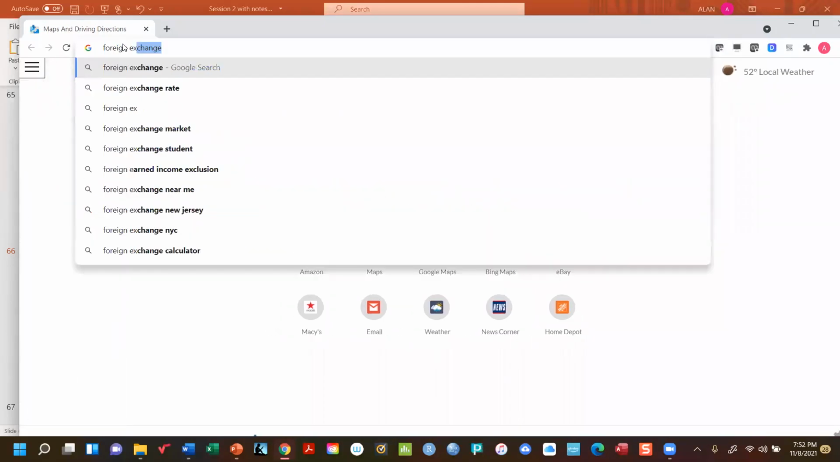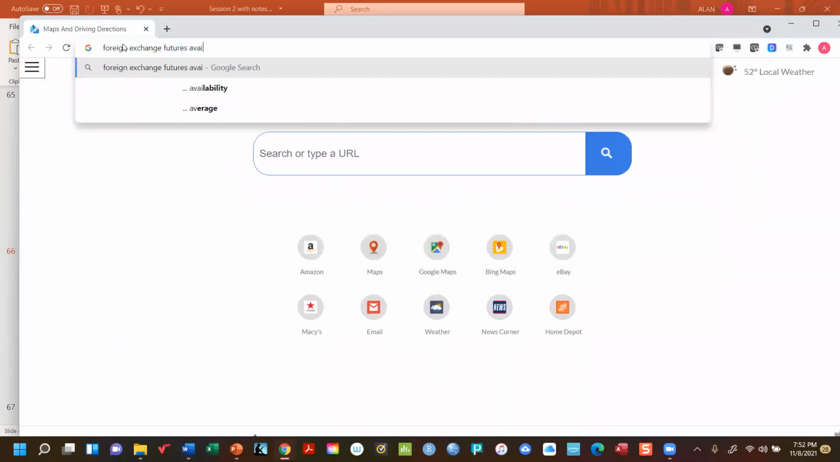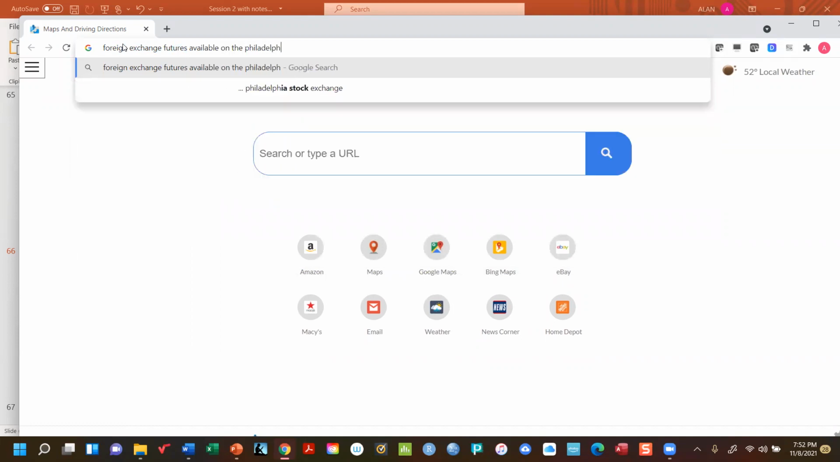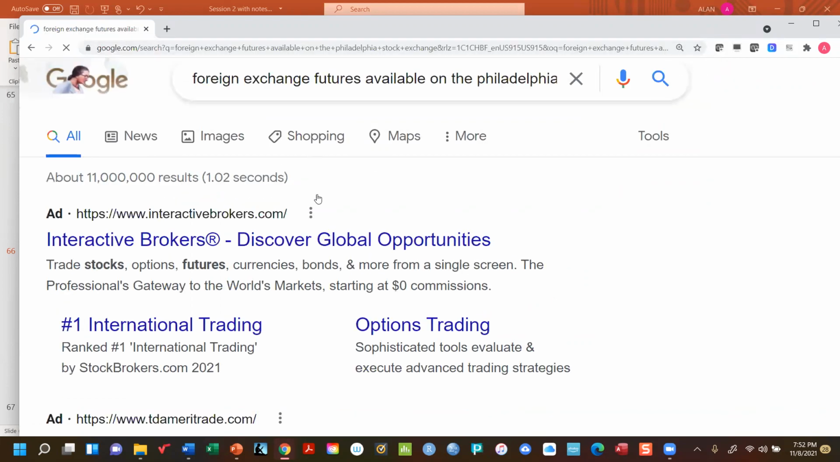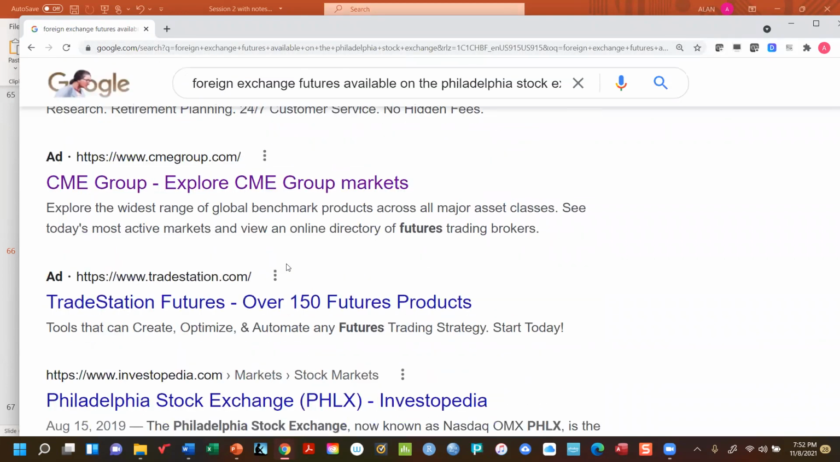What kind of foreign exchange futures are available on the Philadelphia Stock Exchange? Oh, that's CME. No, I meant, here it is, here it is.